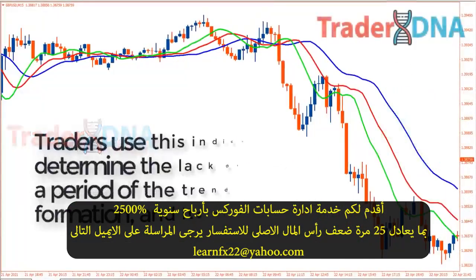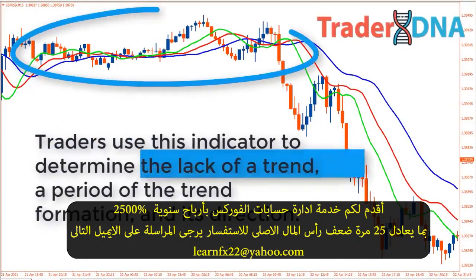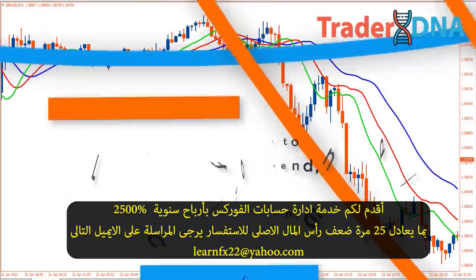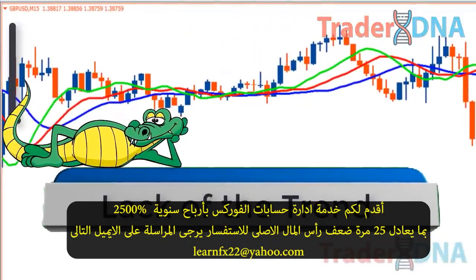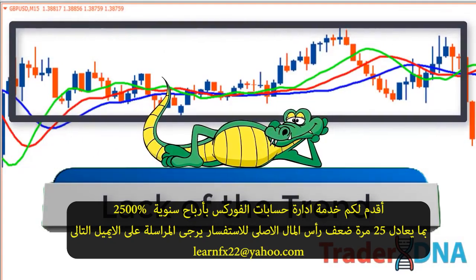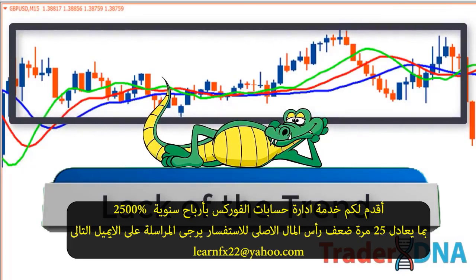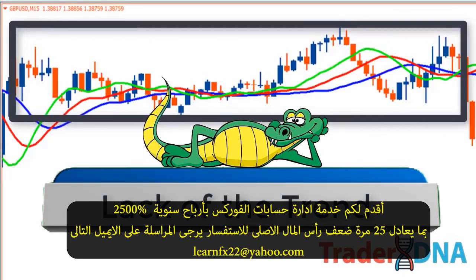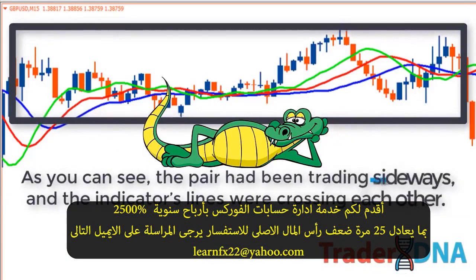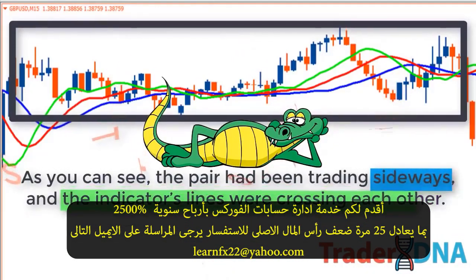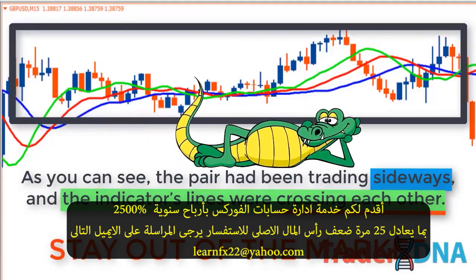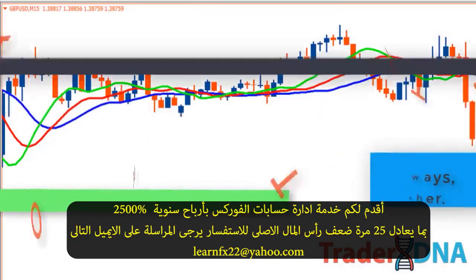The trend strength depends on the length of the sideways trading, as the alligator's hunger depends on how long it was sleeping. Traders use this indicator to determine the lack of a trend, a period of the trend formation, and its direction. Lack of the trend: it's the time when our alligator is sleeping, so its jaw, teeth, and lips are serried. As a result, all three lines are either too close to each other or intertwined. In this chart, as you can see, the pair had been trading sideways and the indicator's lines were crossing each other. Mr. Williams recommended staying out of the market in times of consolidation.